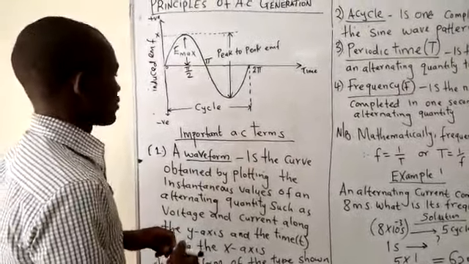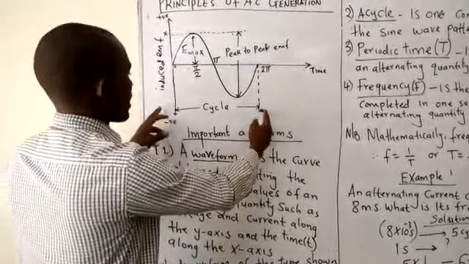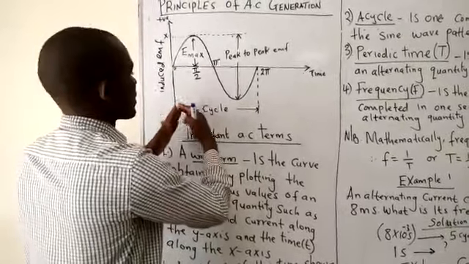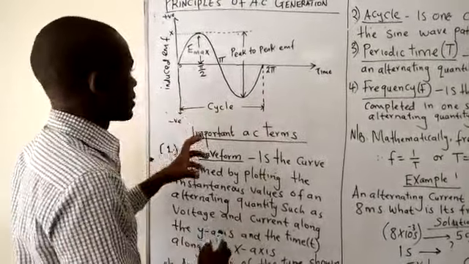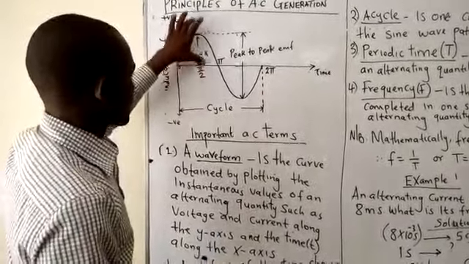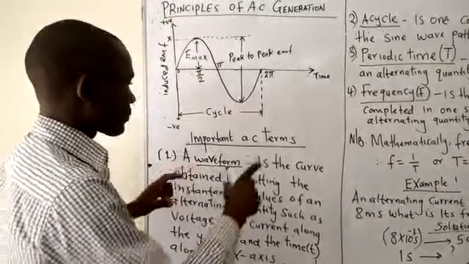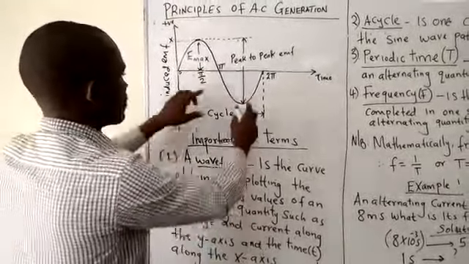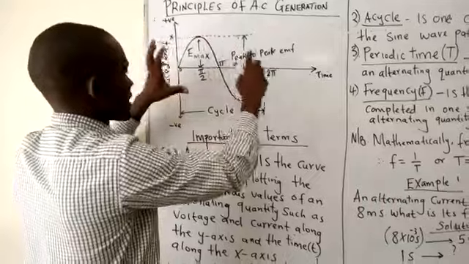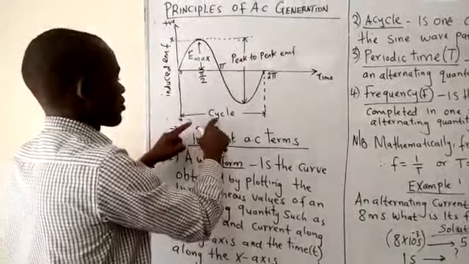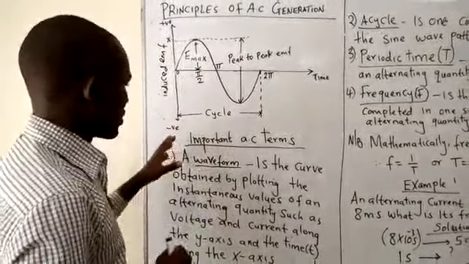Another thing that you need to know is a cycle. A cycle is a complete wave. Remember, a complete wave has got two half cycles, the positive half cycle and the negative half cycle. If you take this half and this half, it forms a full cycle. That is what we are actually calling a cycle. So a cycle is a complete wave.